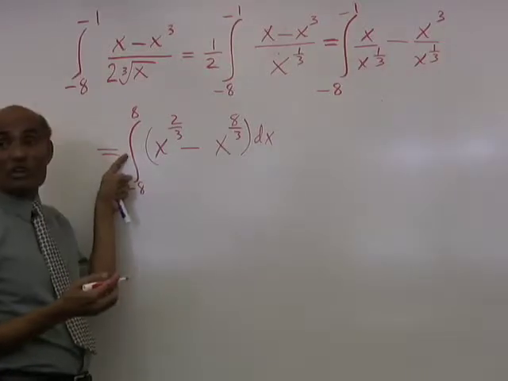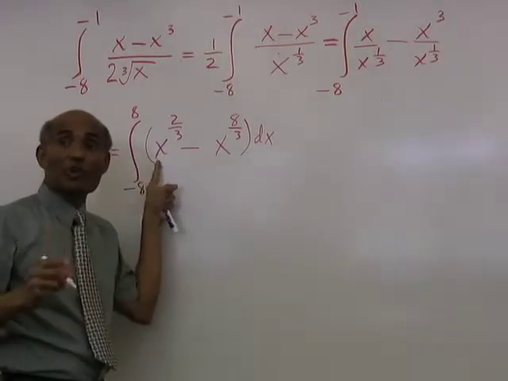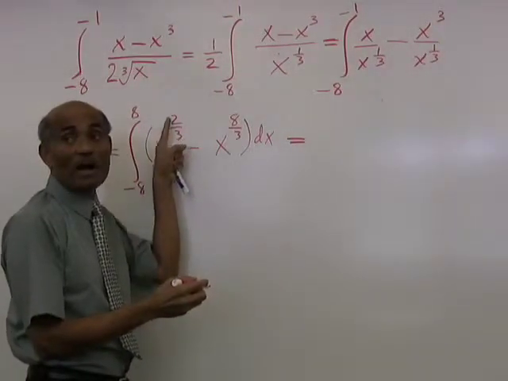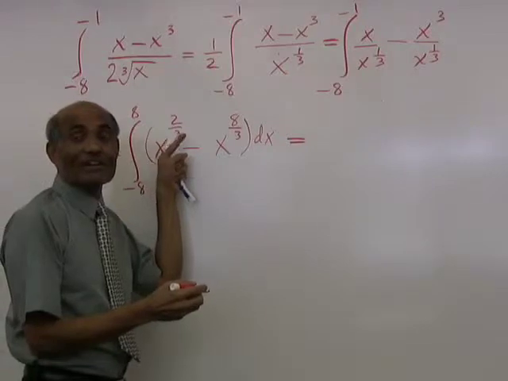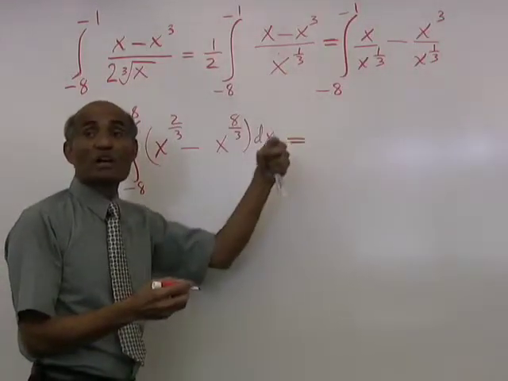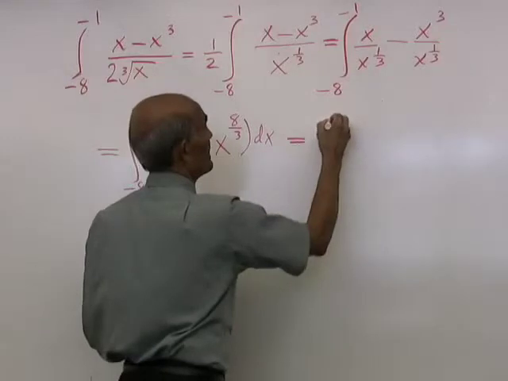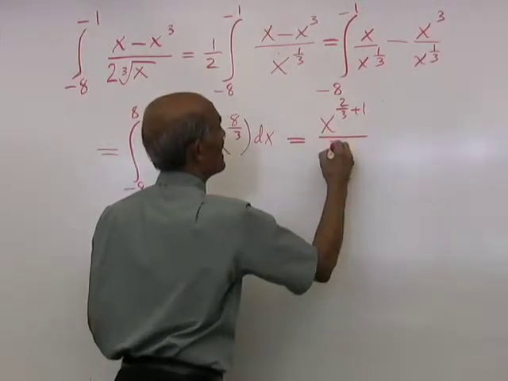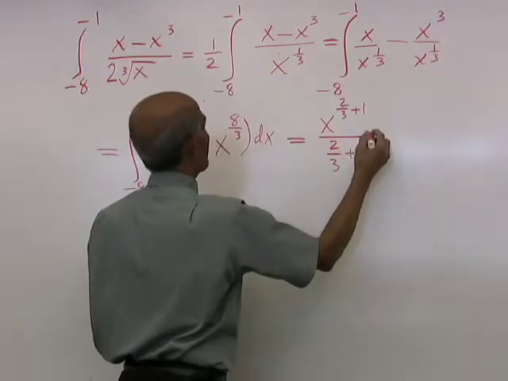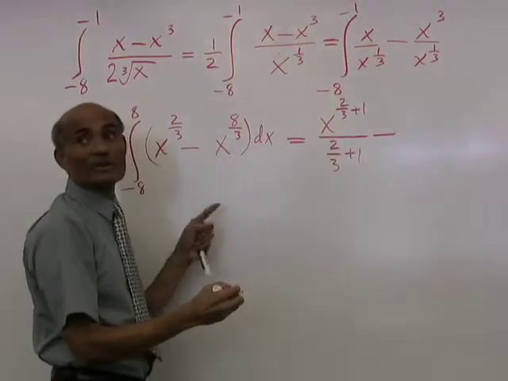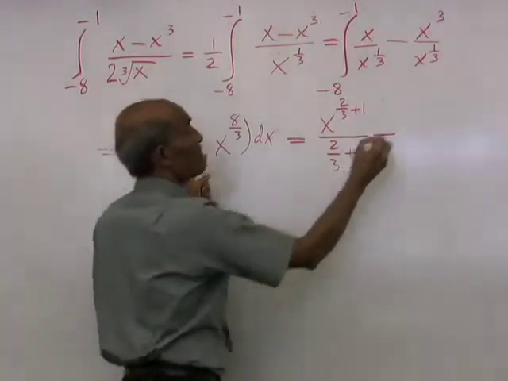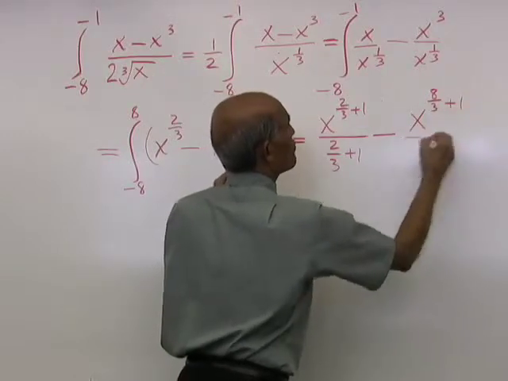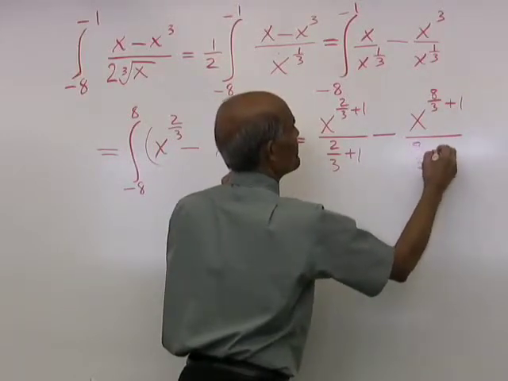Now we are going to get rid of this sign because we are now going to do the operation. Now tell me, what is the integral of x to the power of 2/3? It will be x to the power of 2/3 plus 1. Let's write that step: x to the power of 2/3 plus 1 over 2/3 plus 1, minus the integral of x to the power of 8/3, which will be x to the power of 8/3 plus 1 over 8/3 plus 1.